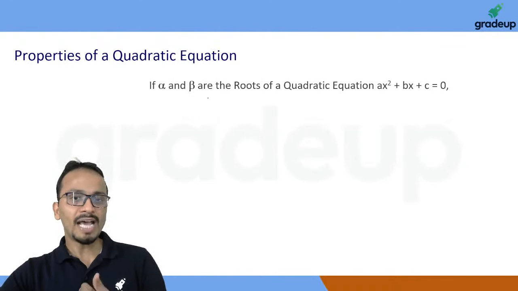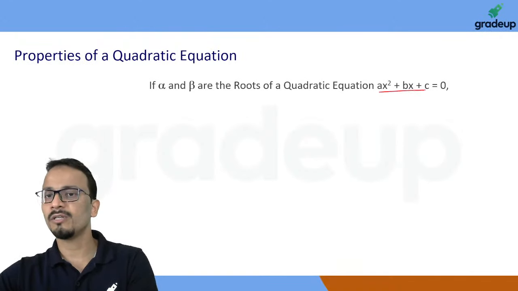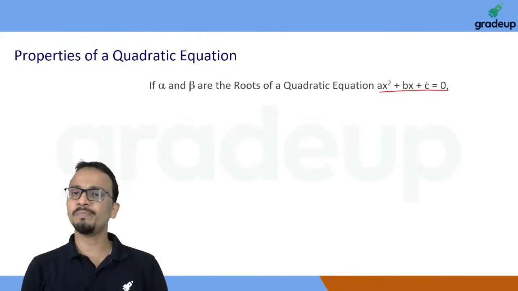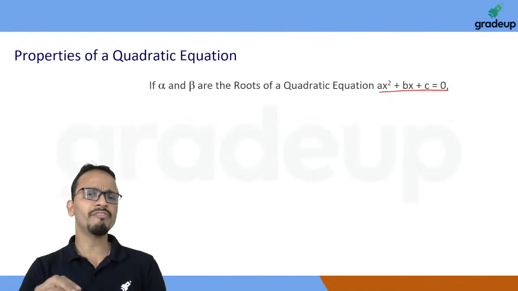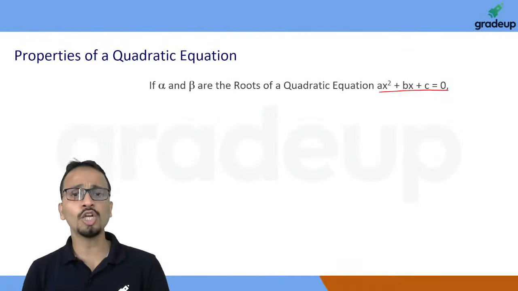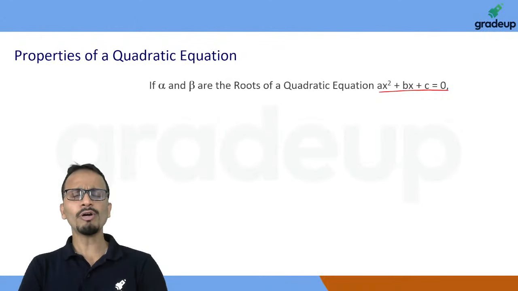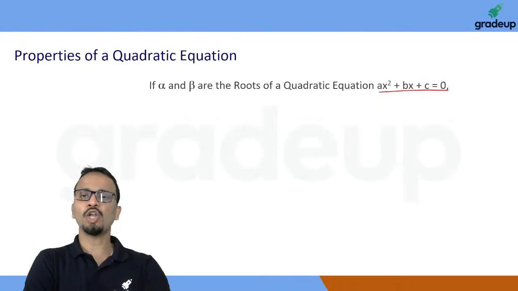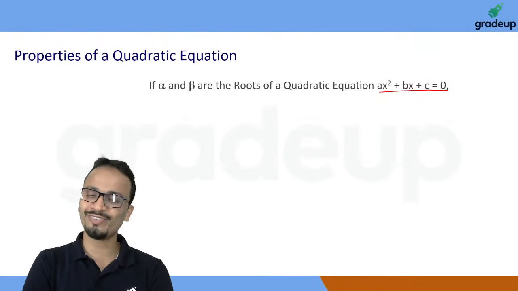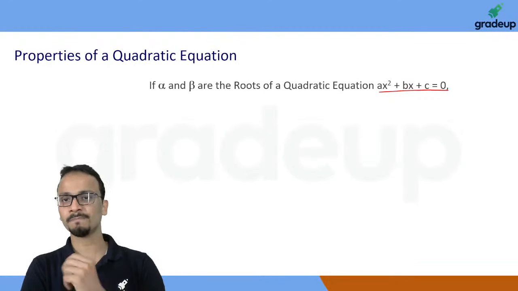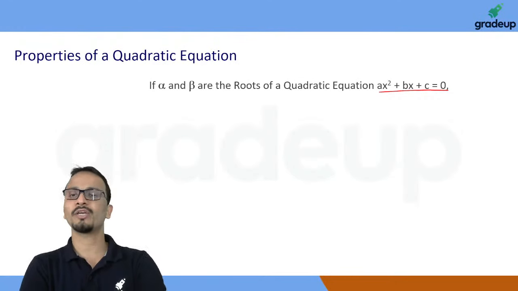Now if alpha and beta are the roots of a quadratic equation like this, ax square plus bx plus c equal to 0, this is the quadratic equation given, and you are given that alpha and beta are the roots of this quadratic equation. Now guys, we have seen a lot of ways of finding the values of alpha and beta. Not a lot of ways, but exactly two methods. So we have seen two methods of finding the roots of a quadratic equation.